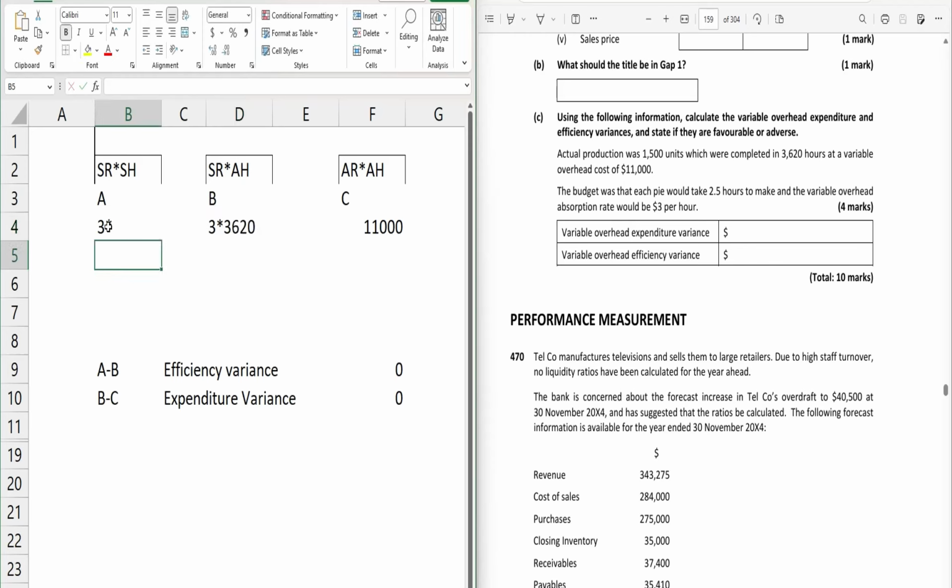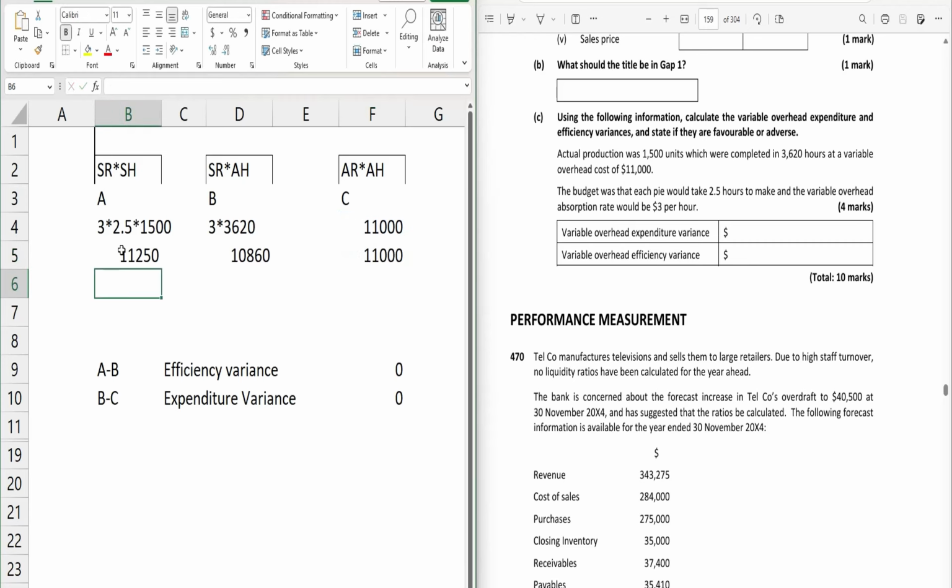Now the twist is here, the SH part. So SH means your standard hours for actual production. So standard hours for one unit is 2.5 and actual production was 1500. Okay, so this is the most tricky part where students get confused. So don't get confused in this part. Okay, so now let's multiply all: 3 into 2.5 into 1500. 3 into 3620, and now 11,000.